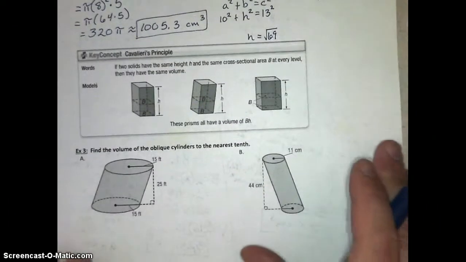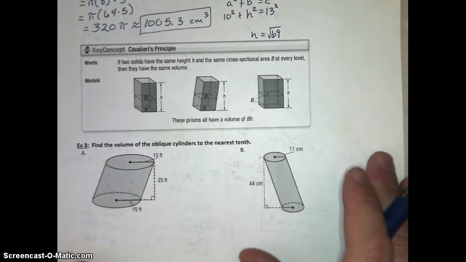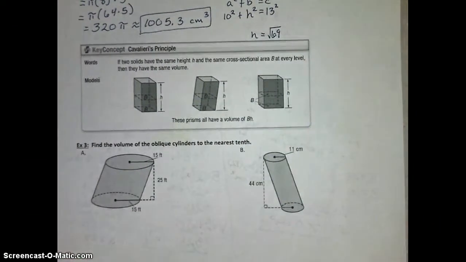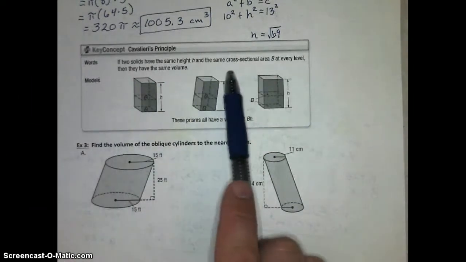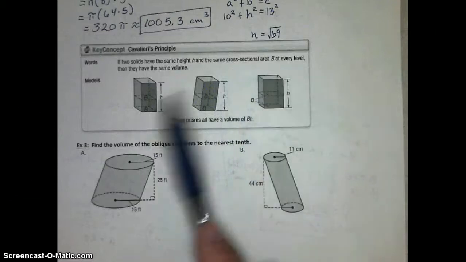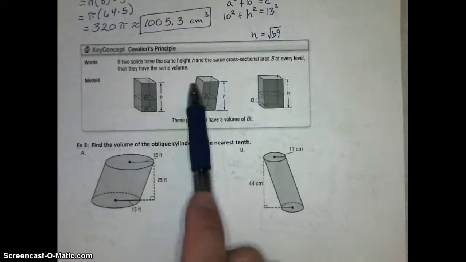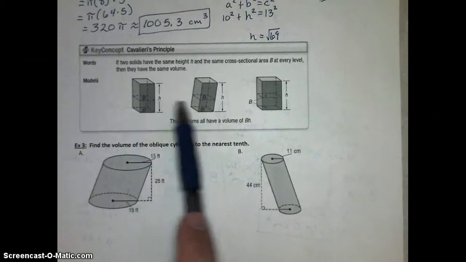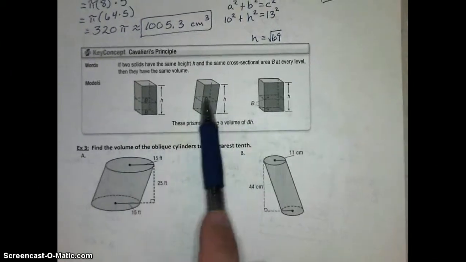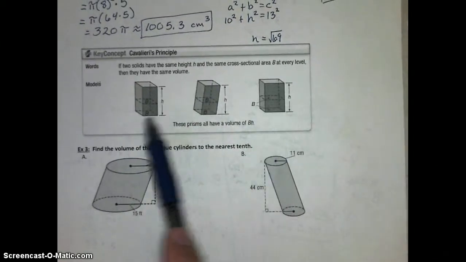All right, now that leads us to our next understanding, and this is called Cavalieri's principle. And it says if two solids have the same height, h, and the same cross-sectional area b at every level, so basically if I take a cross-section at every single level possible of these two or even these three, then they're going to have the same volume.